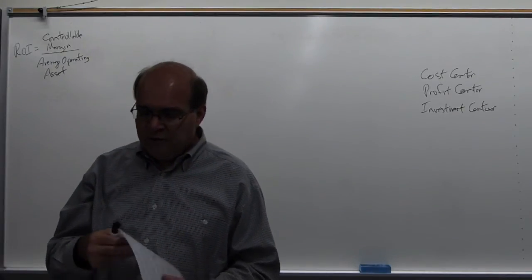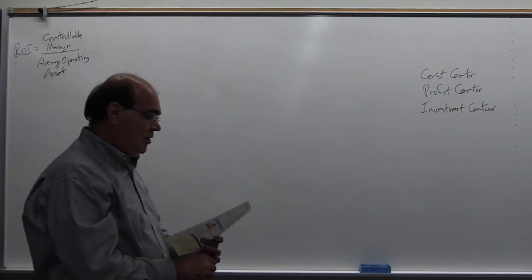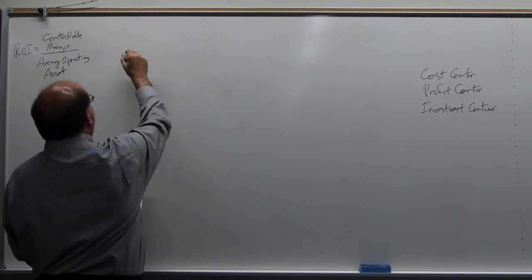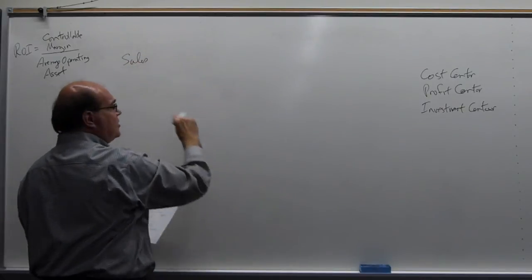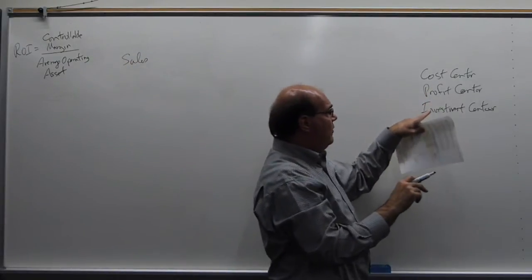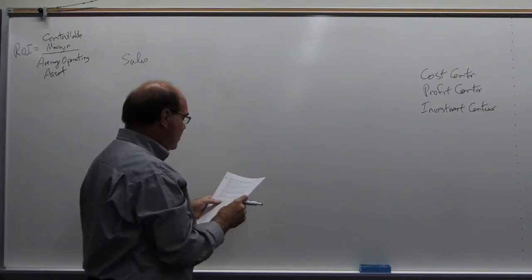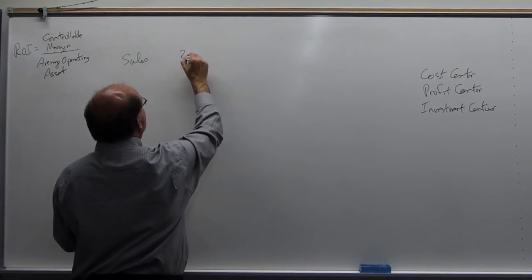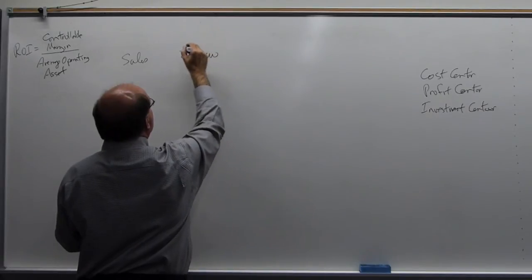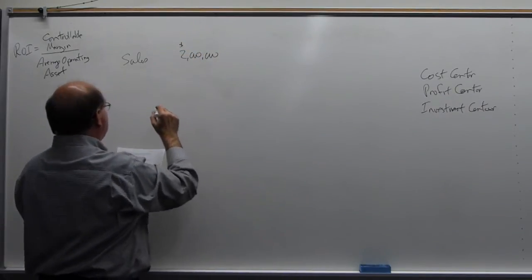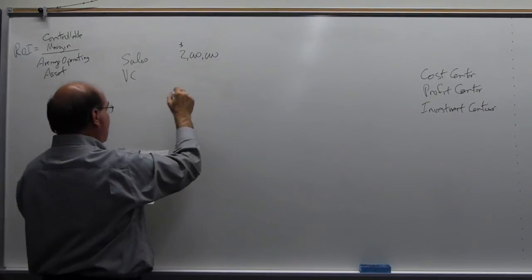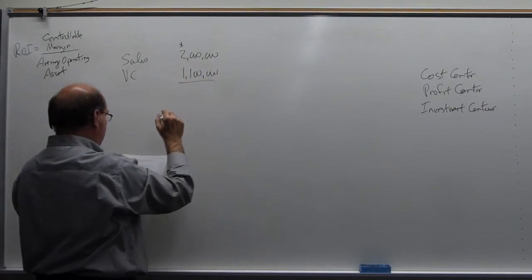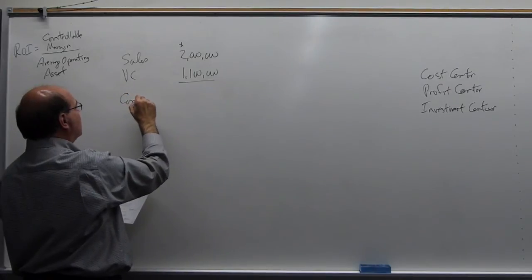So how does it work? Well, if you see on page 1129, you see this little number here. I'm going to go through and just kind of write it in. This is an investment center, so they're going to have revenue as well as cost to control. So they have sales of $2 million. And they have variable costs, VC, of $1,100,000.